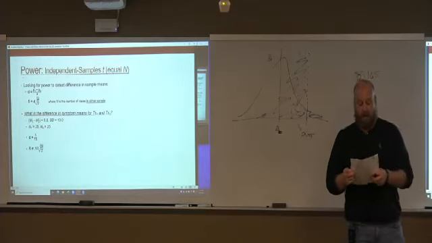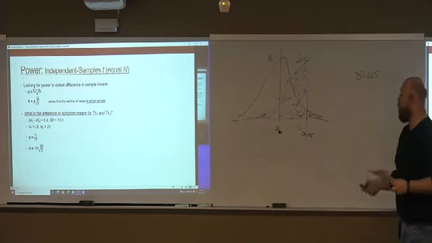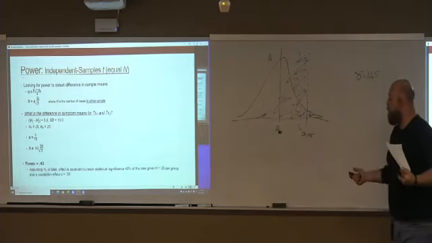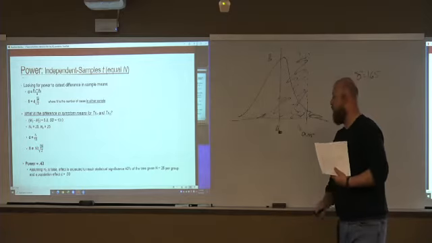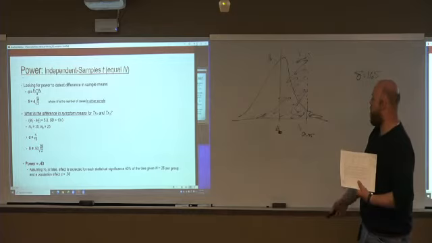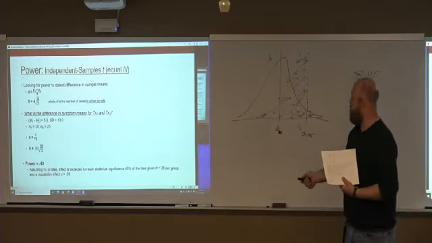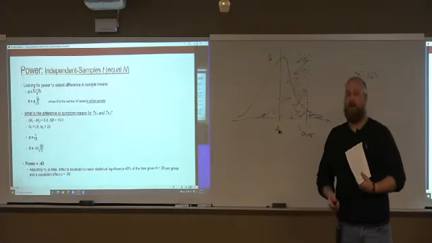1.77. So I go down my table and find 1.77. It's somewhere between 0.4 and 0.44, so I can say power here is 0.43. Assuming that the null hypothesis is false, my effect is expected to reach statistical significance 43% of the time, given a sample size of 25 per group and a population effect of 0.5.